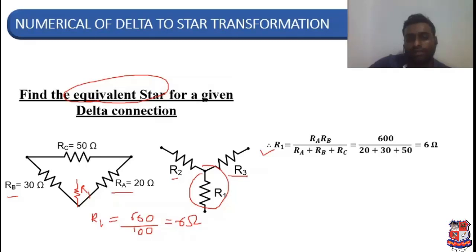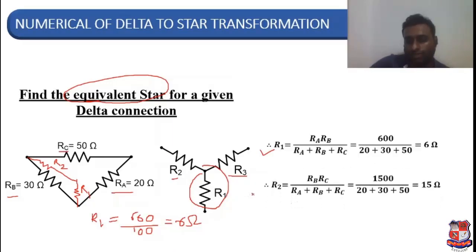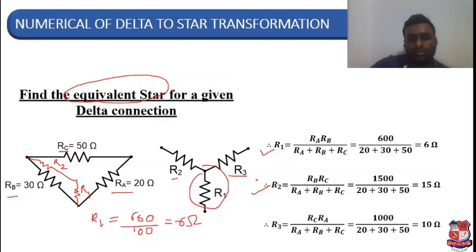Finding R2, we know that the equivalent star connection of R2 will be between RB and RC. So 50 into 30 will be 1500 divided by 100, so it should be 15 ohms. I hope that you got this answer as R2 equal to 15 ohms. Similarly, what will be R3? R3 will be between RC and RA. The product of these two will be 1000, divided by 100, so R3 will be 10 ohms.